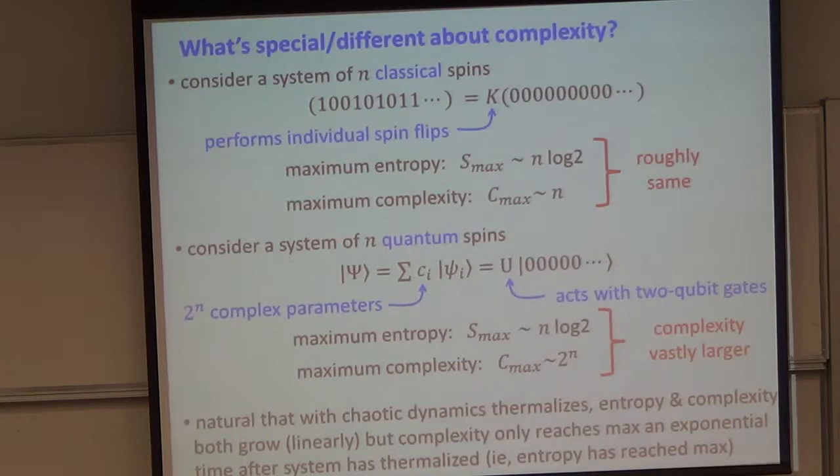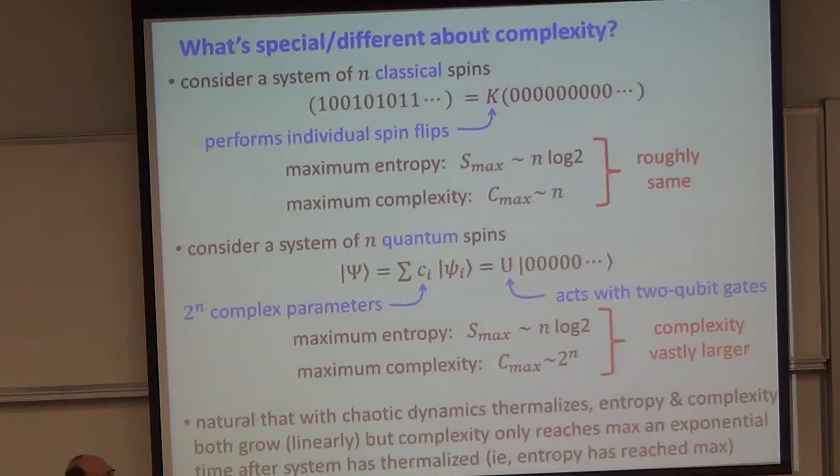And so now when I ask for the complexity, in fact, it's an exponential number in n, whereas when I ask for the maximum entropy, again, I'm getting a number of order n. And so in this particular case, when we went to the quantum situation, the complexity is just a huge number in comparison to the entropy.